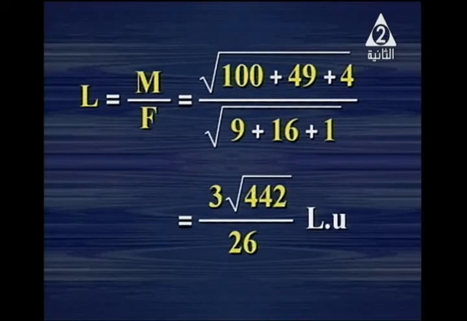After that, we find the length of the perpendicular by using the rule. What is the length of the perpendicular? Yes, moment over F. What is the moment? The magnitude of the moment is the square root of 10 squared plus 7 squared plus 2 squared, which is 100 plus 49 plus 4. This is the magnitude of the moment, and the length equals 3 root 442 over 26 length units.